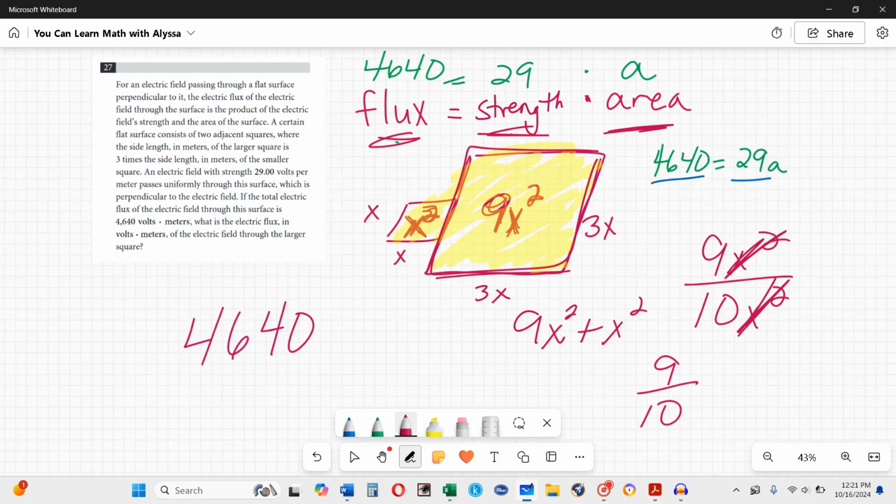So 4,640 times 9/10, or 0.9, will also get you 4,176. So again, if that made sense to you, that's a nice little shortcut you can use. Either way, you're going to get to the correct answer of 4,176. And congratulations, you've completed this section.